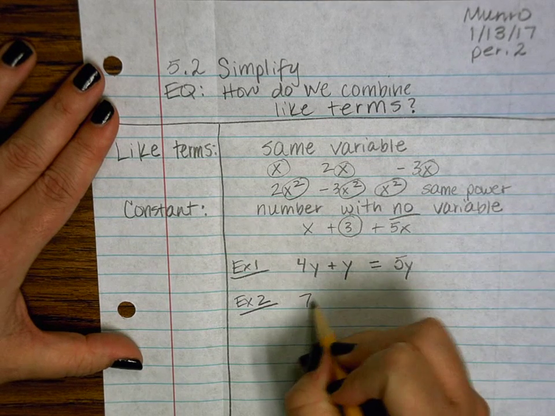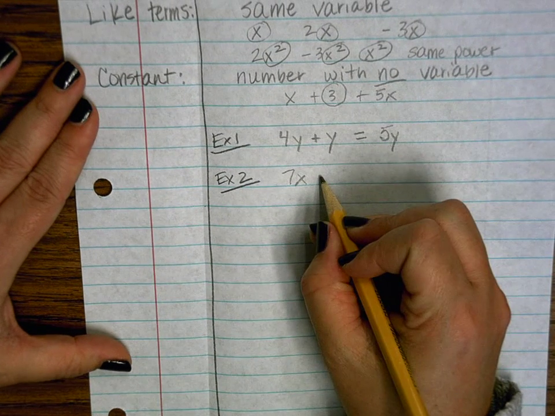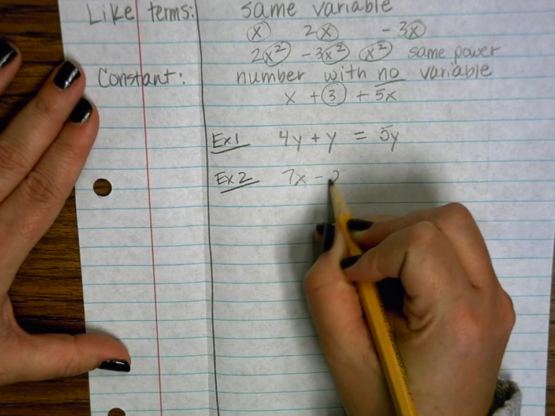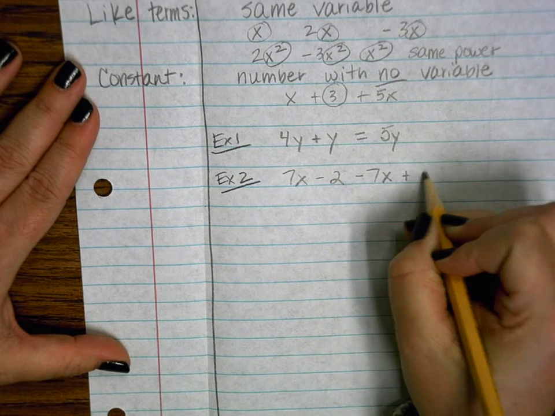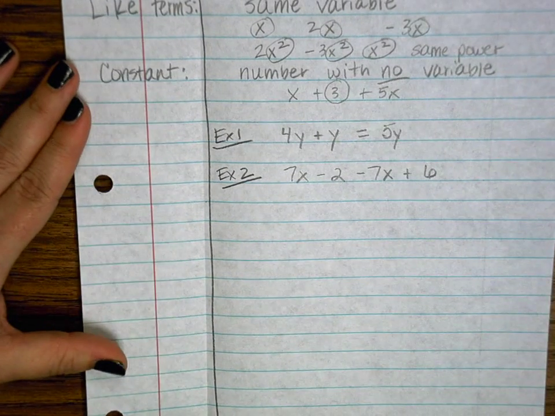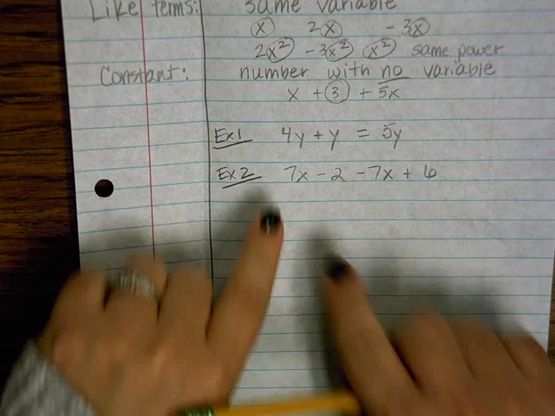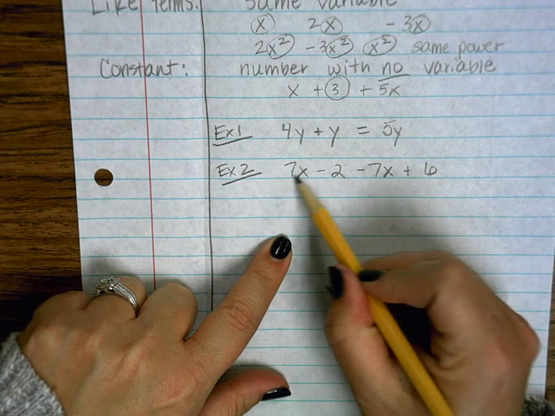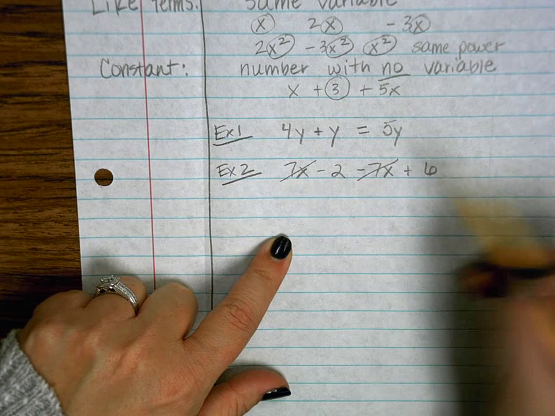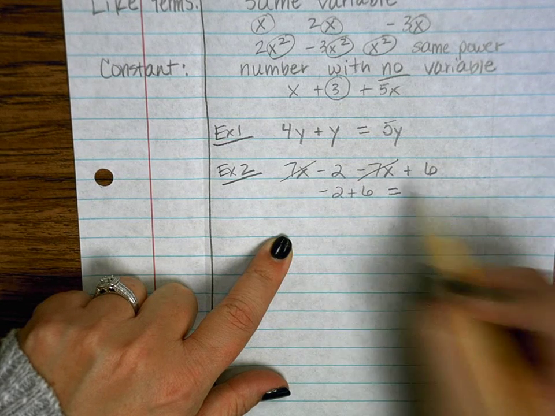Example 2. We have 7x minus 2 minus 7x plus 6. What happens to the 7x's? They cancel out. Yeah, look, 7x minus 7x. So I'm just going to cross them off. And now I have a negative 2 plus 6. What does that equal? 4.